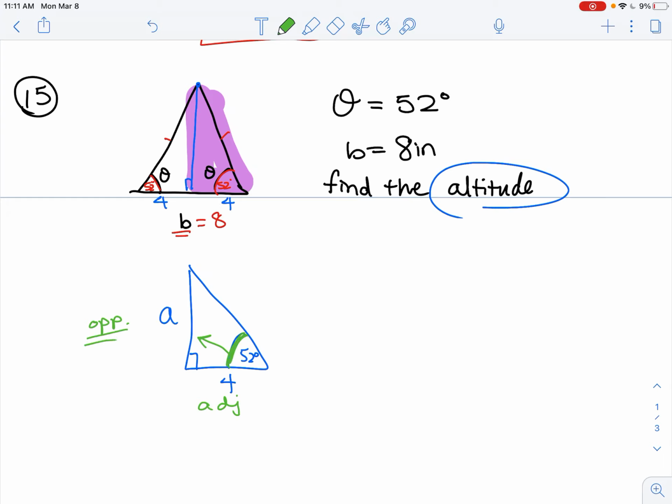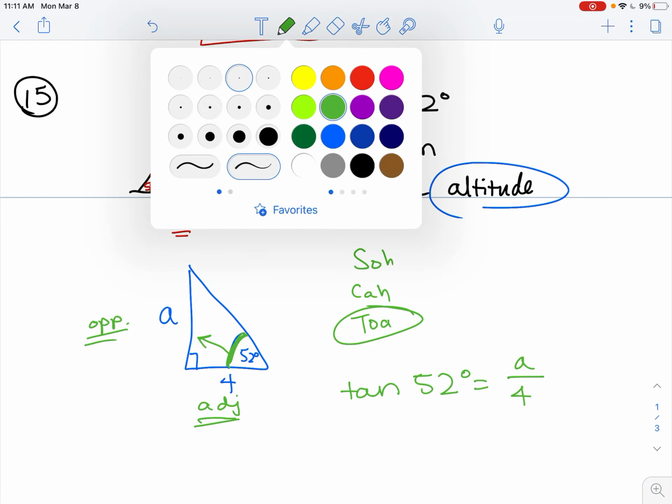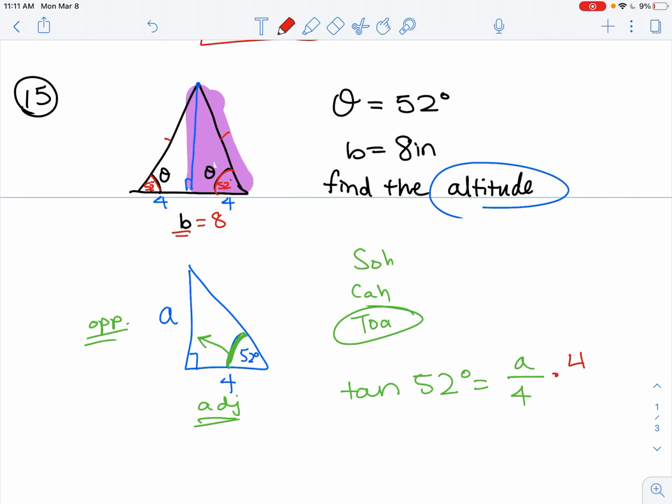So let's set this up. If I've got opposite and adjacent, I know, looking at SOHCAHTOA, I'm going to use tangent of the angle equals the opposite side over the adjacent side. We're going to solve for A. Multiply both sides by 4, and we get A equals 4 times the tangent of 52. Make sure your mode is in degrees. And we get 5.1, and that's rounded. So that's our altitude.